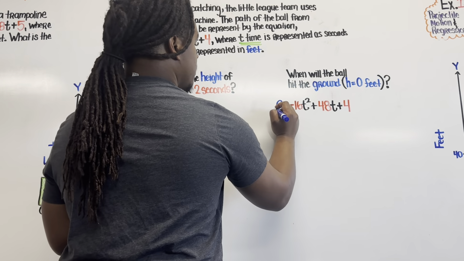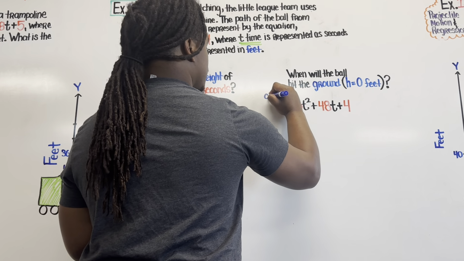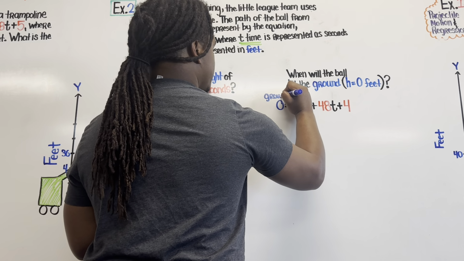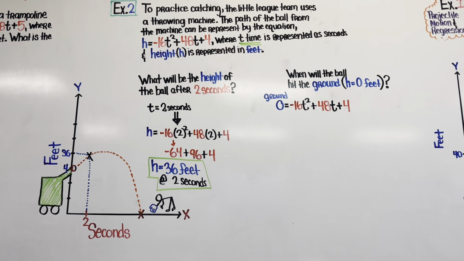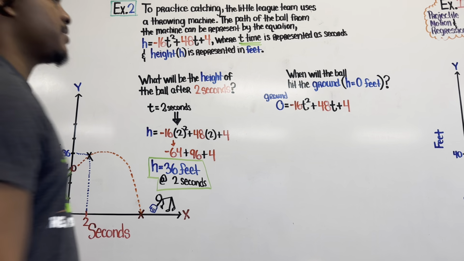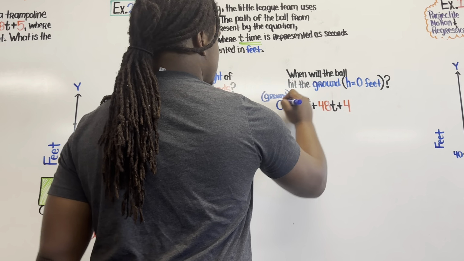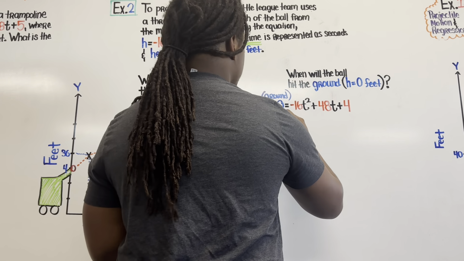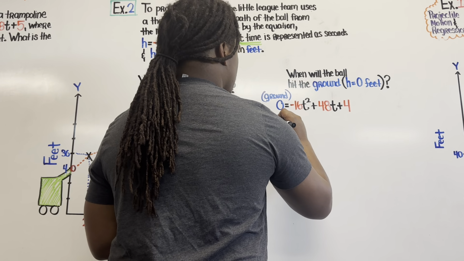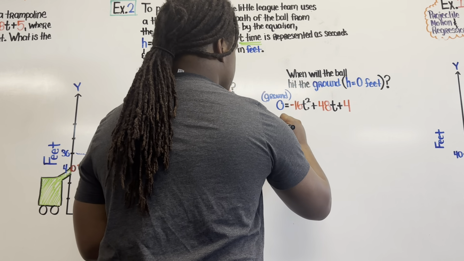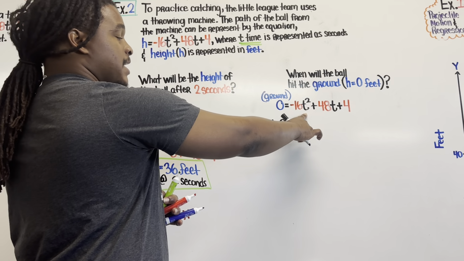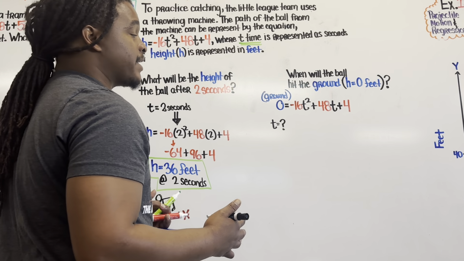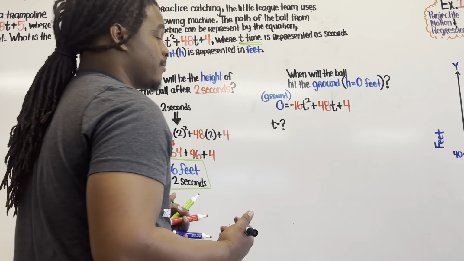And remember, the 0 represents the ground, right? Because if you're on the ground, you're at 0 feet. So the 0 represents the ground, okay? So now the next thing, guys, we need to do is solve for t. We need to solve for the time. And the only way we can do that, guys, is using the quadratic formula, okay?